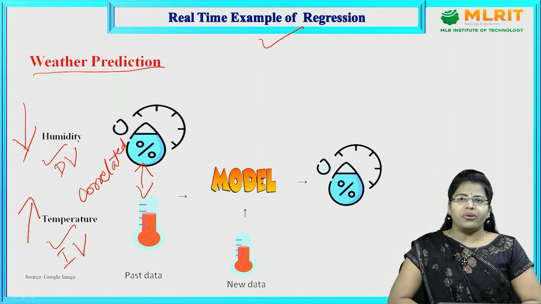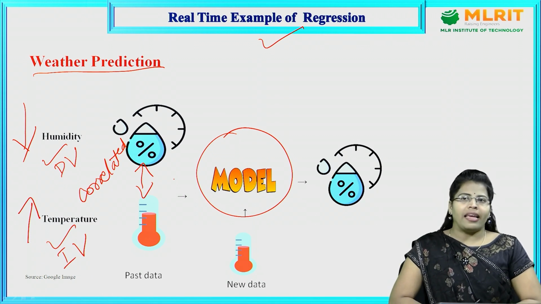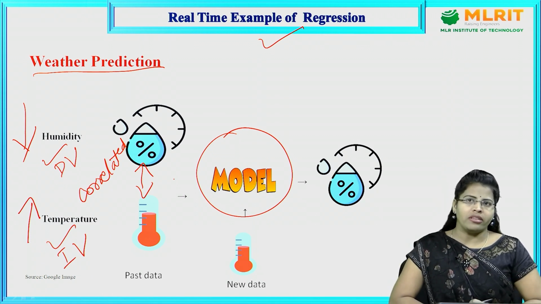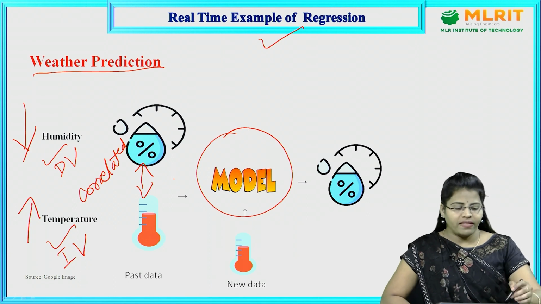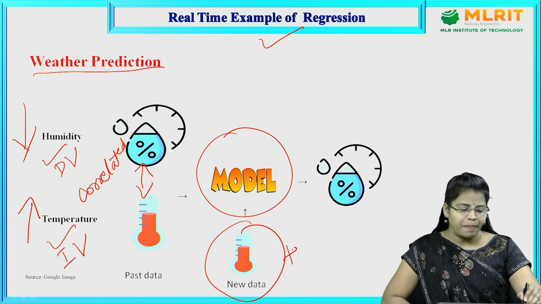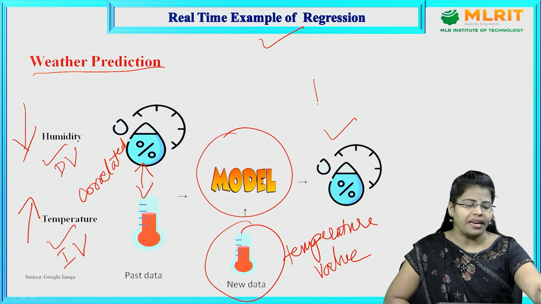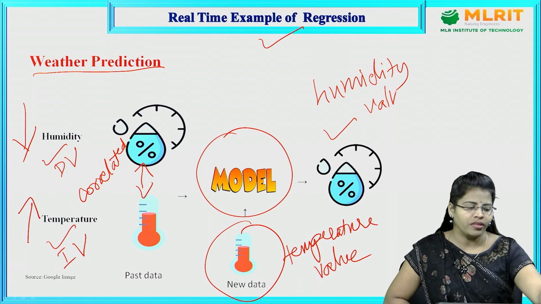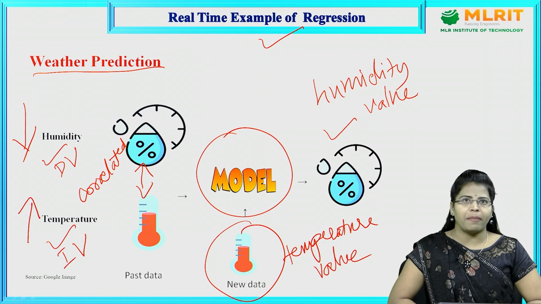So we are going to train the model with the help of this data, like for this much temperature, this much humidity. Based on that, we are going to give training to the model with previous data. Then whenever a new input is given, like a temperature value, based on that temperature value, it is going to predict the humidity value. That's how it is known as weather prediction, which is an example of regression.